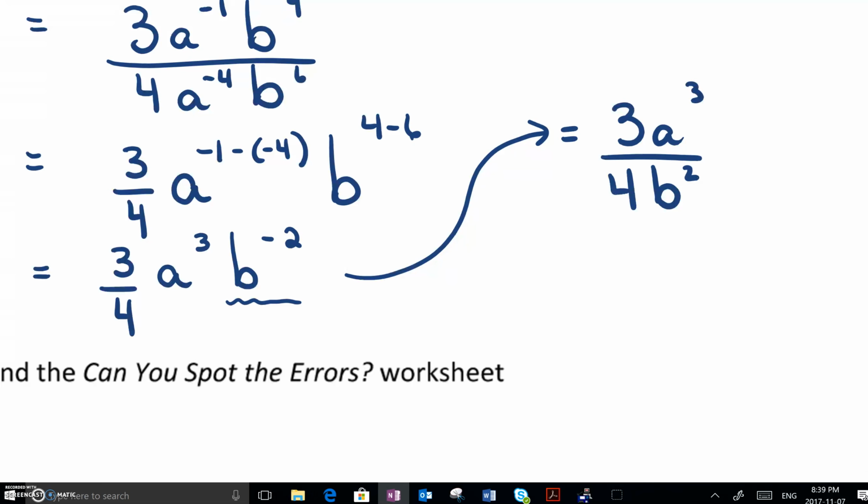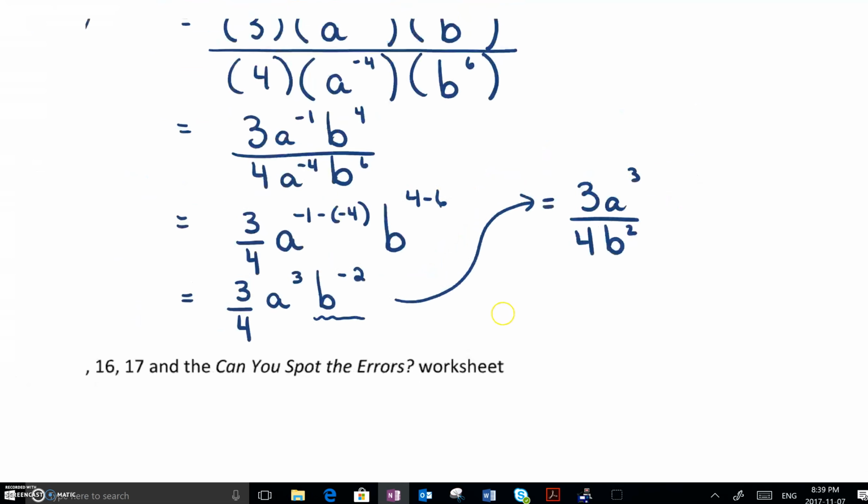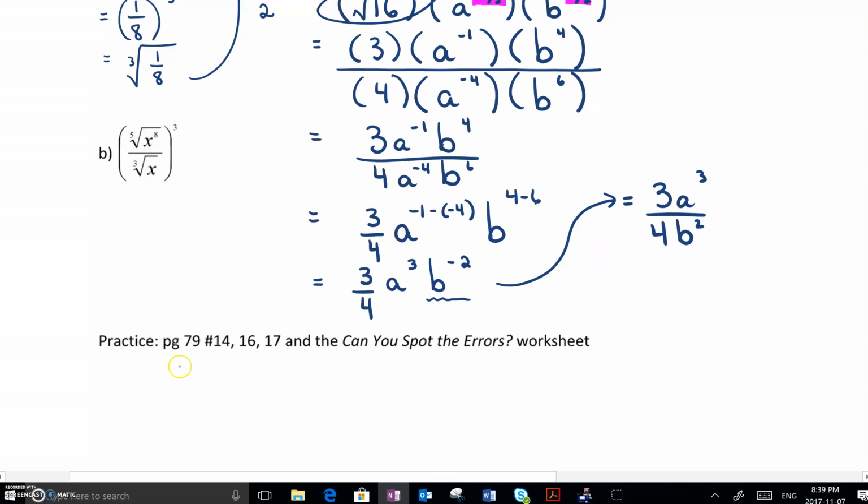This one is pretty tough, but you're going to be trying page 79, number 14, 16, and 17. And then there's another worksheet for you to work on. So I want you to find the errors in the worksheet and work on these questions here that are given, number 14, 16, and 17.